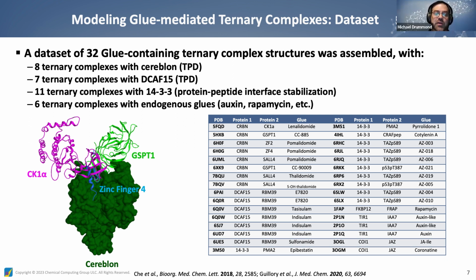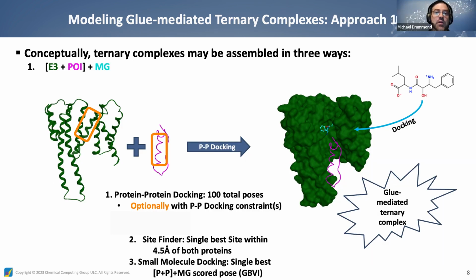Another 11 were from recent work from AstraZeneca, where they looked at stabilizing interaction between a protein and a peptide, and then the remainder of our data set looked at endogenous glues. These are natural products like auxin and rapamycin and things like that. We're just going to see if we can reproduce these, predict the structure of these, compare them to the known answer, and see how well we did with the various approaches that we're developing.